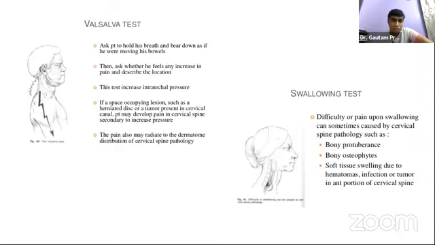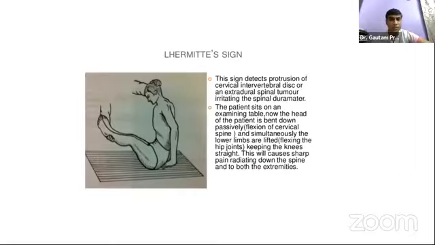Another test like Valsalva or Solong, in which on doing a Valsalva maneuver, the intracranial or intrathecal pressure increases. So if there is a tumor or a disc kind of thing which is present there, then the symptoms will get exaggerated. Similar is the swallowing test, in which if the patient is allowed to swallow something, then there might be replication of pain. This is usually seen if the patient has a huge amount of osteophytes anteriorly present.